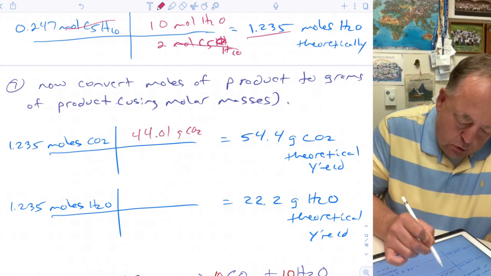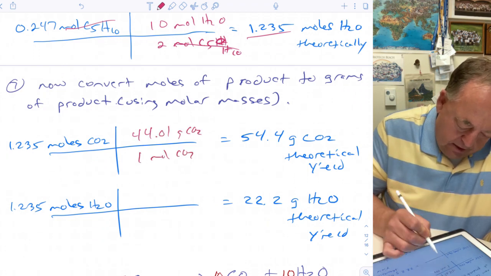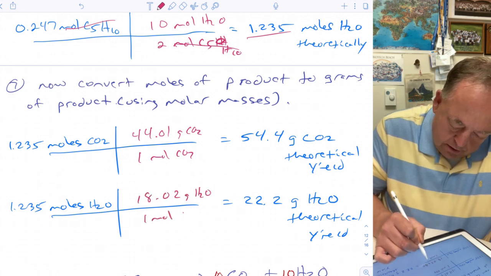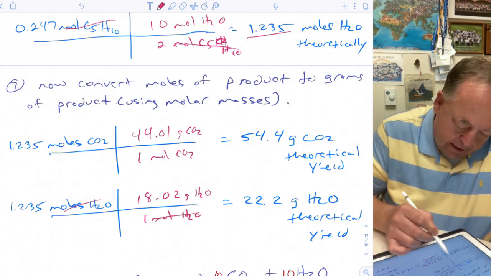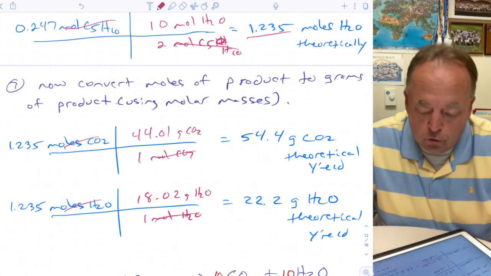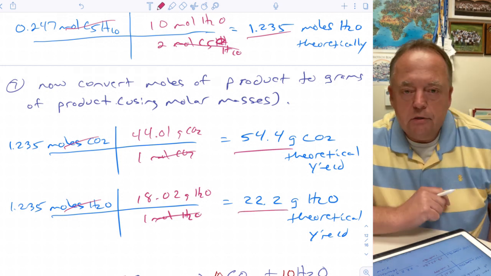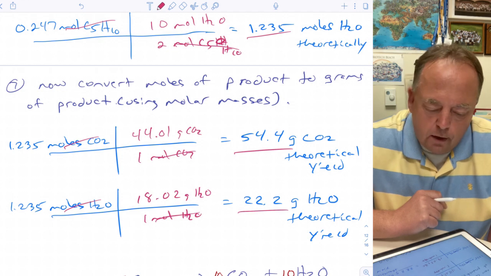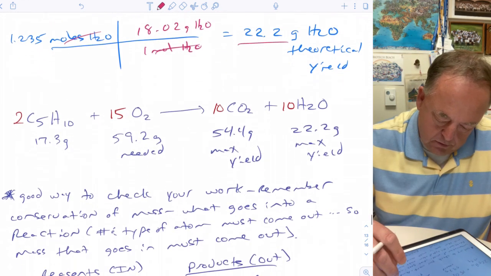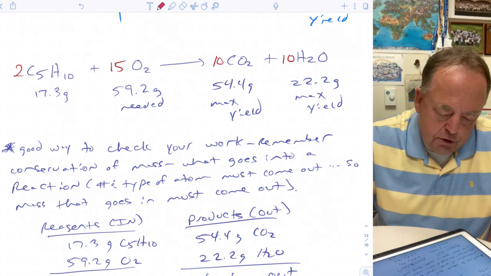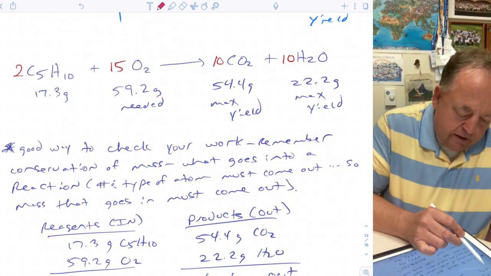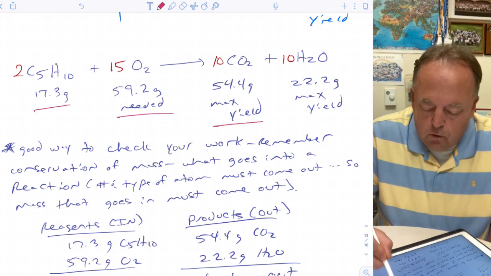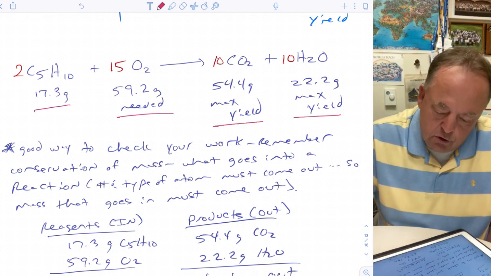44.01 grams of CO2 for 1 mole of CO2 and 18.02 grams of water per 1 mole of water. So moles of water cancel, moles of CO2 cancel, and now you're left with grams. So your theoretical yield is 54.4 grams of CO2 and 22.2 grams of water. Okay, so that's basically what you would expect if this reaction was perfect. You put 17.3 grams of this in, 59.2 grams of that in. You should get 54.4 grams of this and 22.2 grams of that.